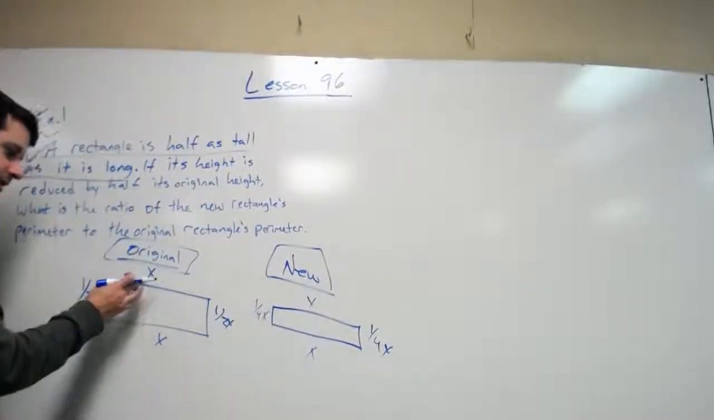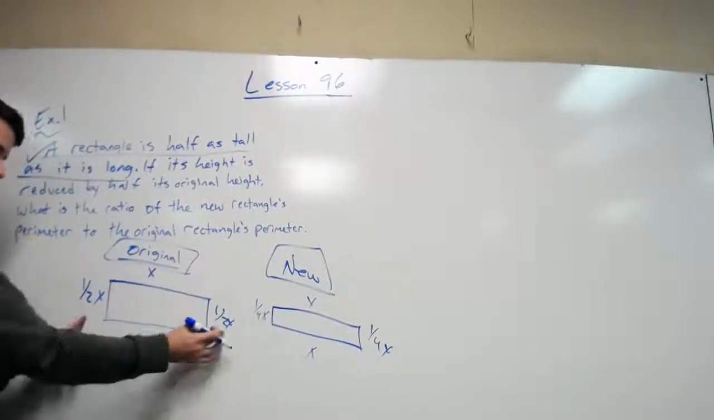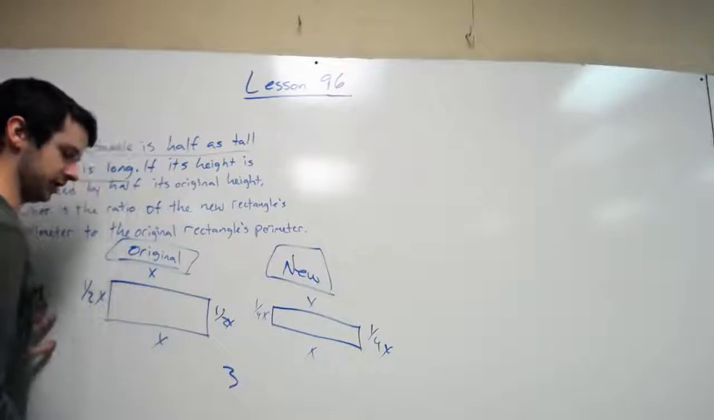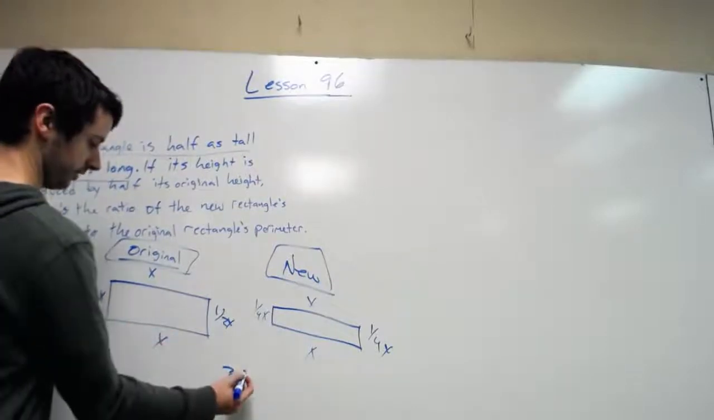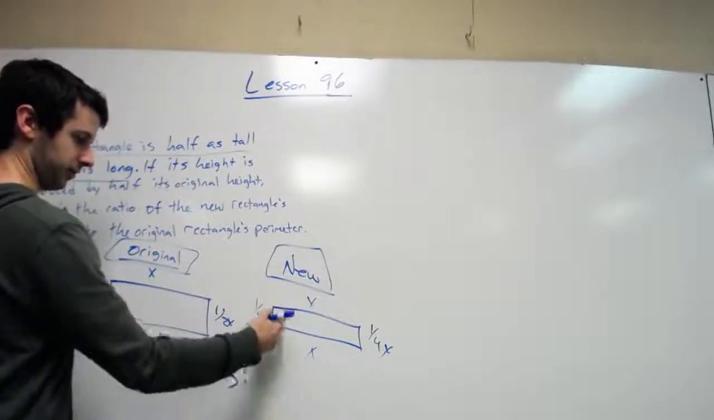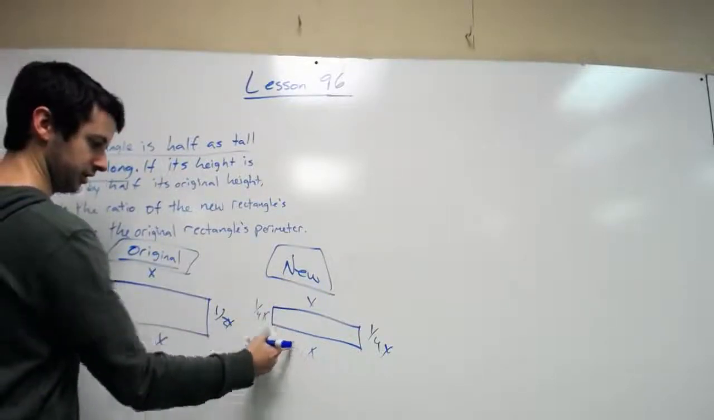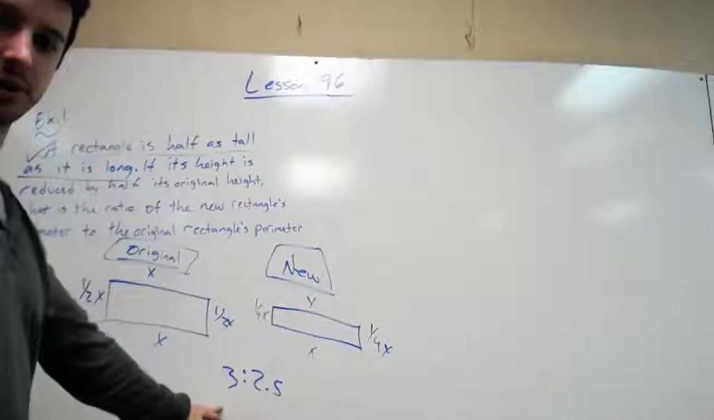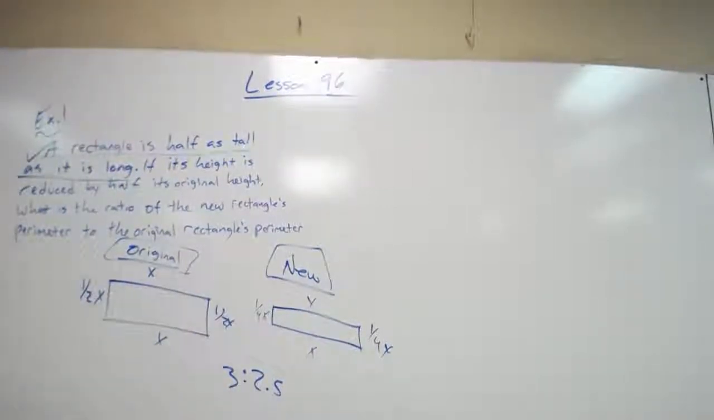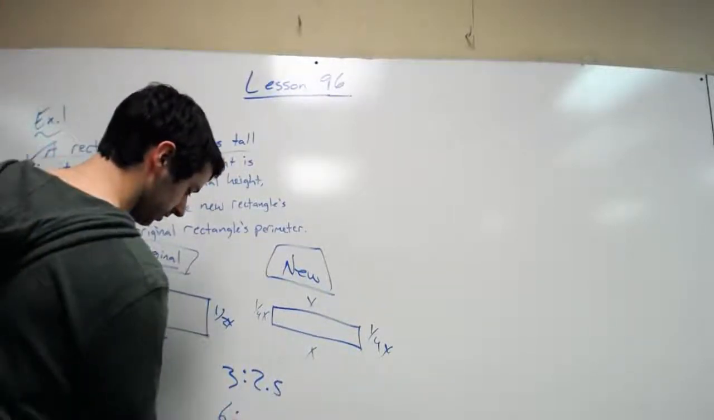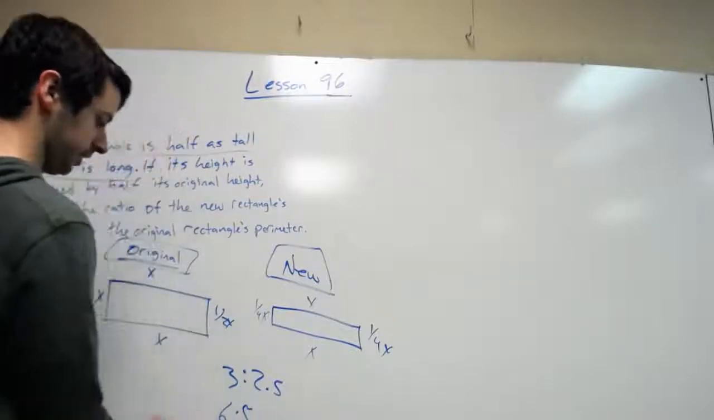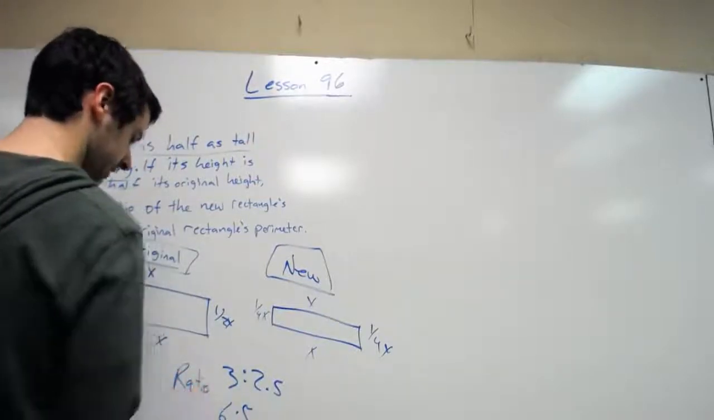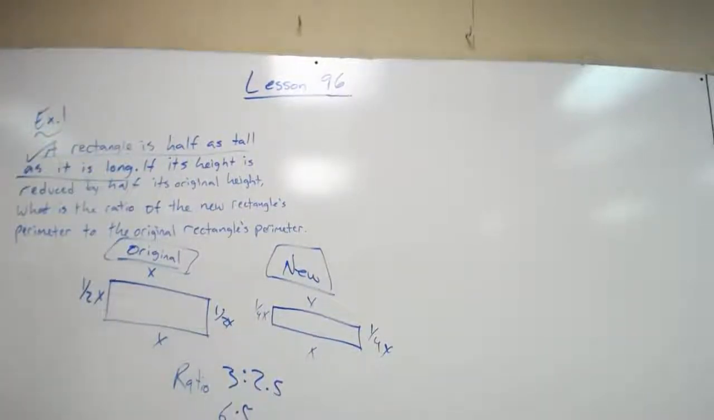When I add all these together, x plus x is 2x, plus both of these halves. This perimeter is 3, I can say 3x if I want, but 3. This perimeter is 2 and 1/2, so I'm going to say 2.5. So the ratio of the two perimeters is 3 to 2.5. If I wanted whole numbers, I could multiply by 2 and say it's a 6 to 5 ratio, but those are the same thing. It didn't necessarily ask for whole numbers. But that's all you're doing on these. You're just trying to do what it's telling you to do.